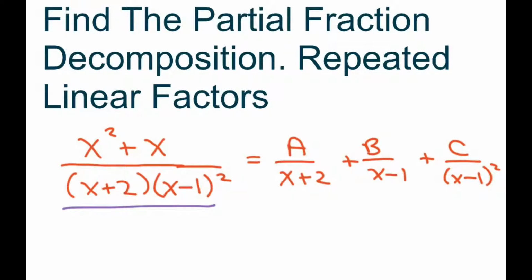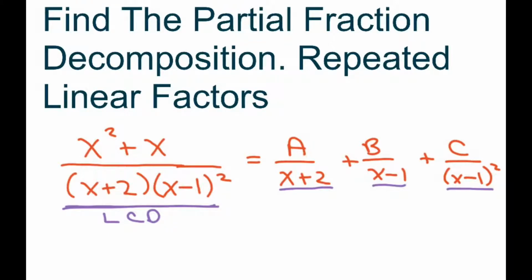Since they're repeated linear, I put my denominators as x plus 2, x minus 1, and x minus 1 squared, because that's the possibilities we could have to decompose, given that this is our least common denominator.